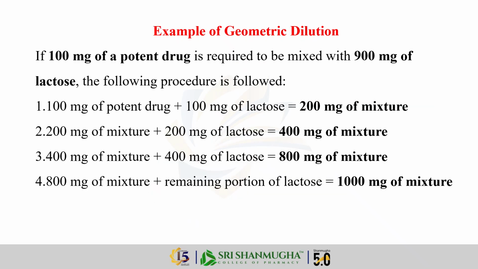Example of geometric dilution. If 100 mg of potent drug is required to be mixed with 900 mg of lactose, the following procedure is followed. 100 mg of drug is mixed with 100 mg of lactose, then the 200 mg of mixture is mixed with another 200 mg of lactose, and so on.